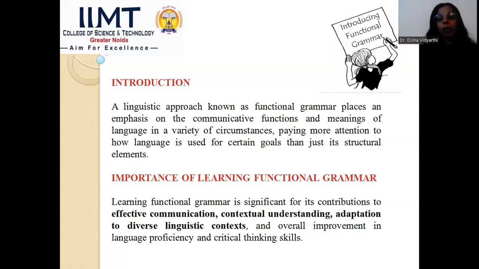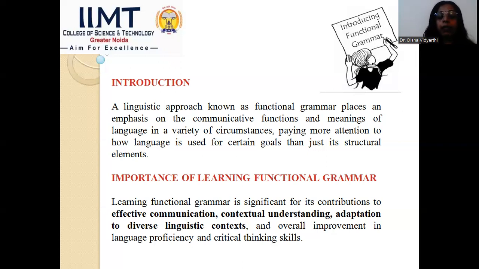Now, why is it important to understand the difference between traditional and functional grammar? What is the relevance of it, how should we be learning it, and what is the outcome when we try to understand the functional grammar of any given language? Because we are studying English, we can understand all these perspectives under the domain of English language. So let us see why it is important. Learning functional grammar is significant for its contributions to effective communication, contextual understanding, adaptation to diverse linguistic contexts, and overall improvement in language proficiency and critical thinking skills.